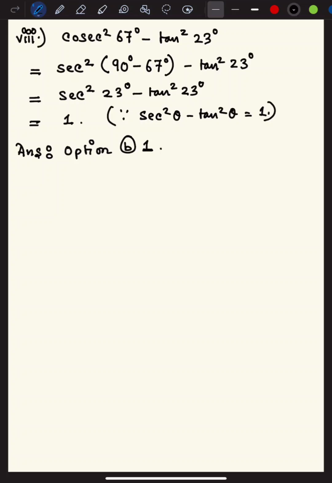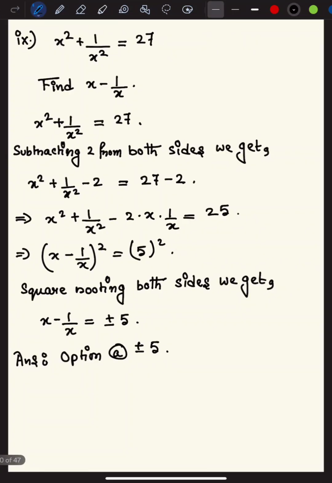Which is equal to sec square 23 degree minus tan square 23 degree. Now we know that sec square theta minus tan square theta equals 1. Here theta is 23 degree. Therefore sec square 23 degree minus tan square 23 degree will be equal to what? 1, which is option B. Got it? Next one.